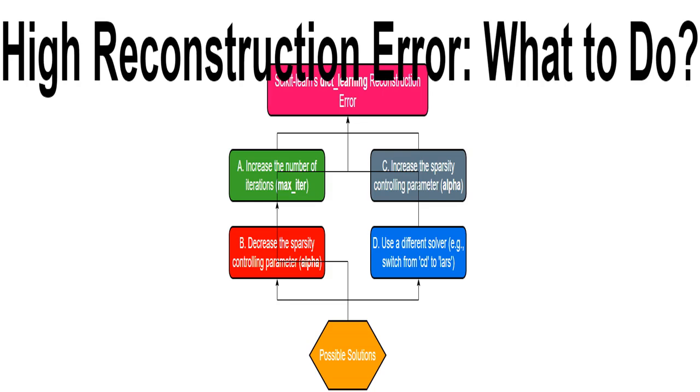I see a high reconstruction error in Sklearn's dictionary learning. That means the dictionary isn't representing the data well. Let's fix it. One thing I can try is increasing the number of iterations. More iterations mean more chances to find a better fit. Think of it like repeatedly refining a sculpture. The more you work on it, the closer you get to your vision.